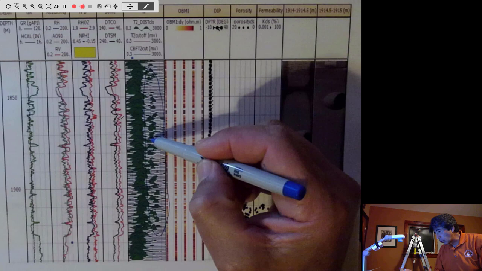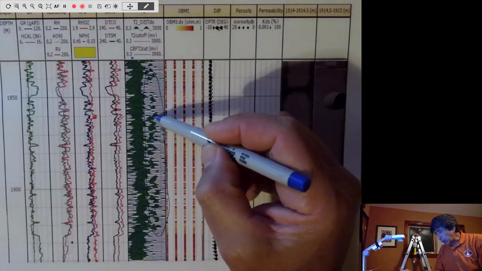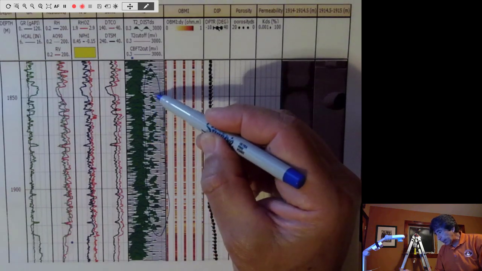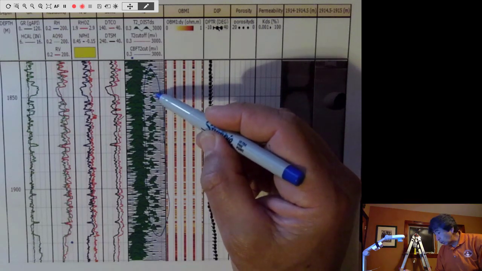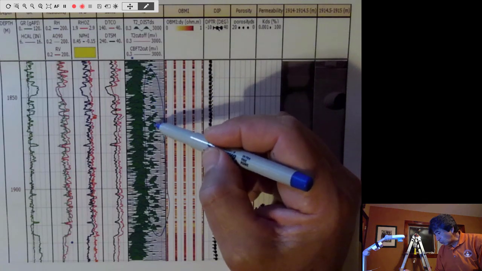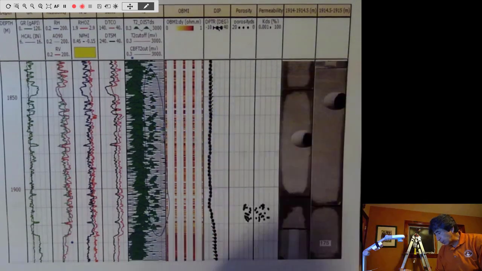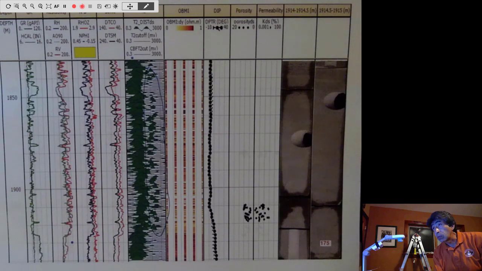Certainly we don't see uniformity. It's very patchy, and the heights of these T2 distributions for the sandstone dominant peak are very reduced, and also the location is extremely variable. So the quality of these sandstone developments is not as good as the one that we have seen before.